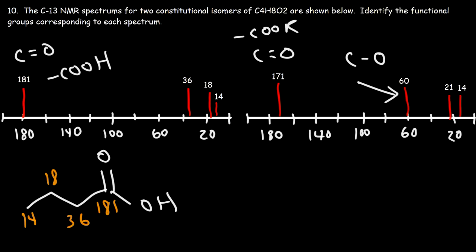In the case of the ester, this corresponds to ethyl acetate. The carbonyl carbon has a chemical shift of 171, and this carbon here, that's the CO bond of the ester, that corresponds to 60. The methyl group on the right is 14, and the methyl group on the left is 21.